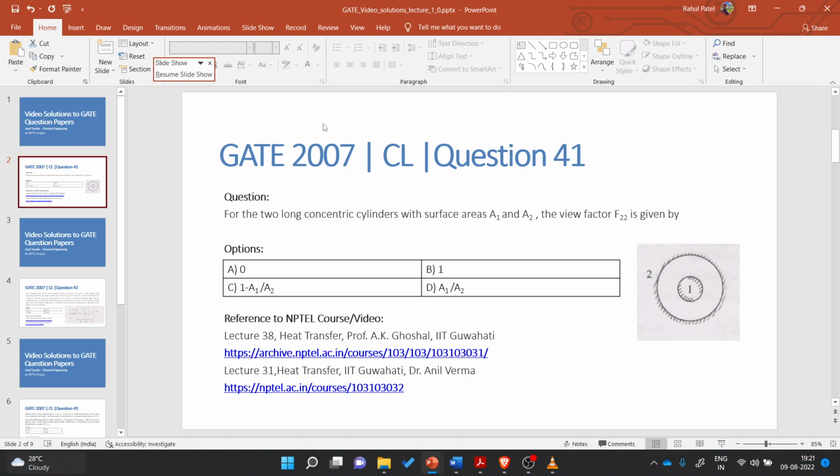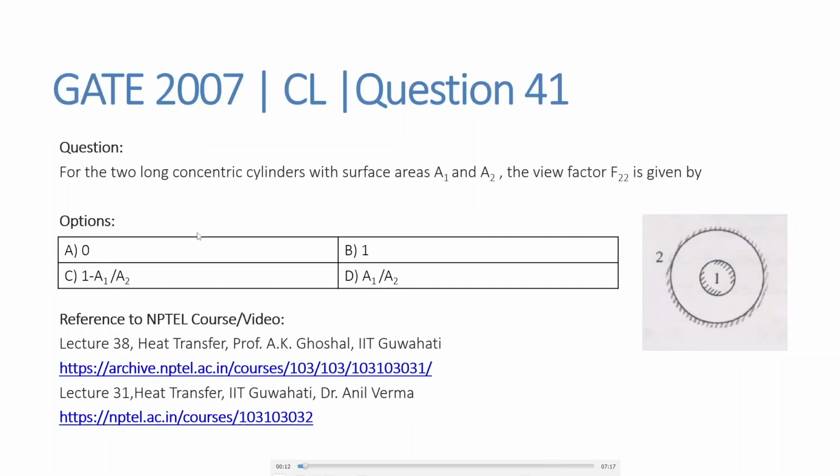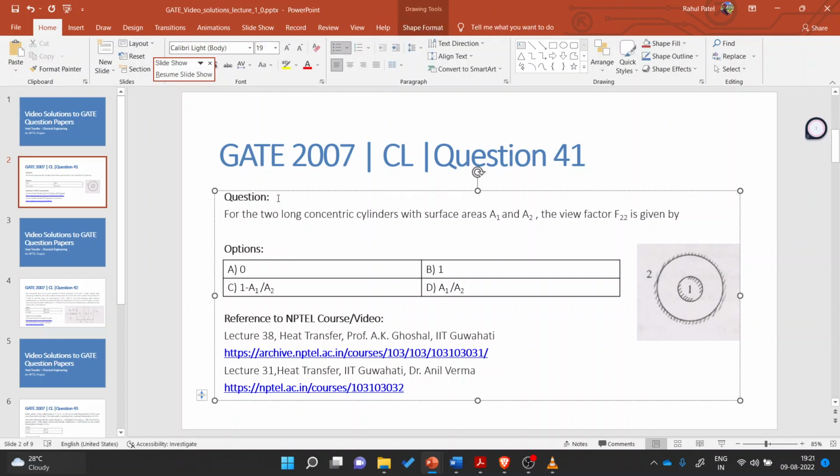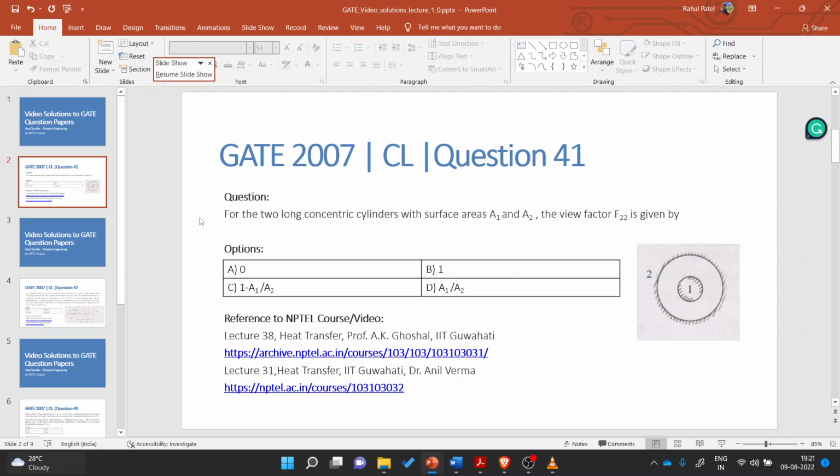Okay, so we looked at the solution of this question number 41 from the GATE 2007 paper. I hope you have understood it, and if you have any doubt, then you can ask and we can solve it again. Or else we can move to the next question.